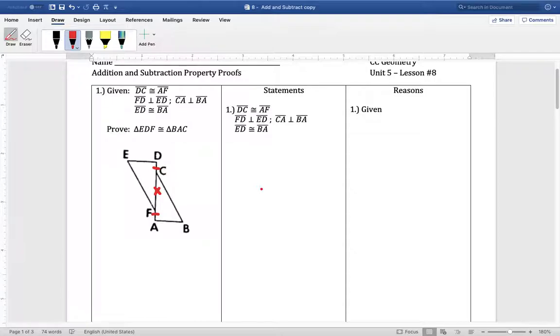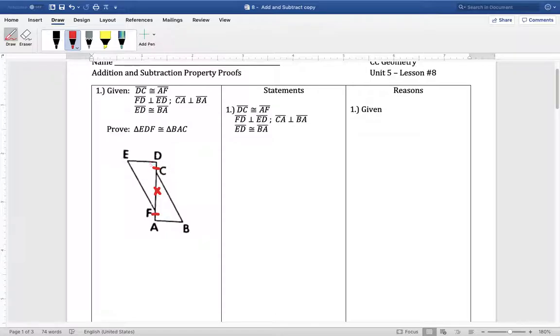So if we added DC to CF, we would get that full length, and if we added CF to AF, that would get us the full length right here, and eventually we'd have DF congruent to AC. So you're trying to build up to a full segment. So that's where we're at here. Let's just get the other things in.